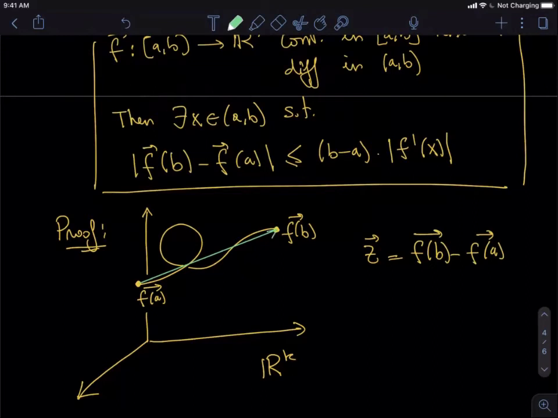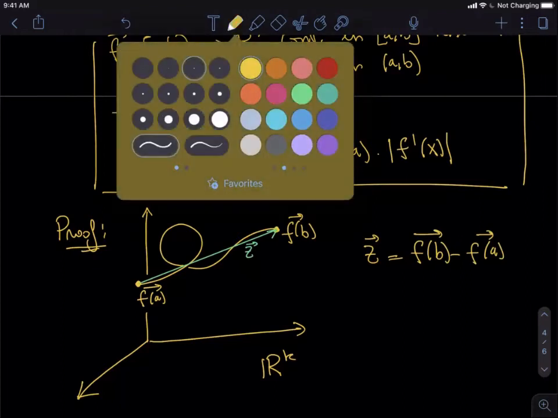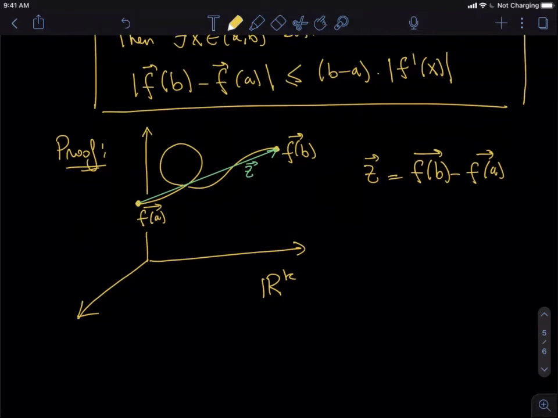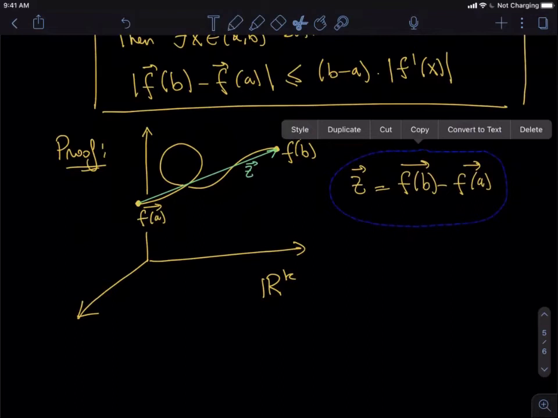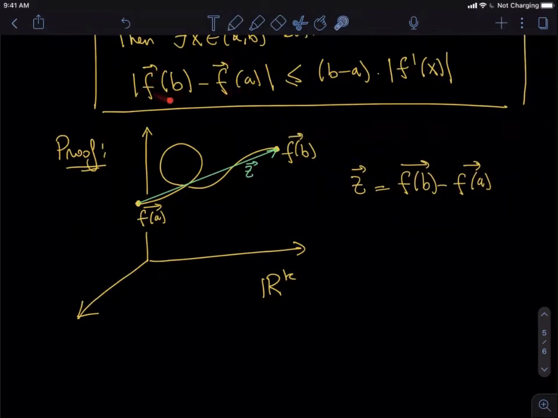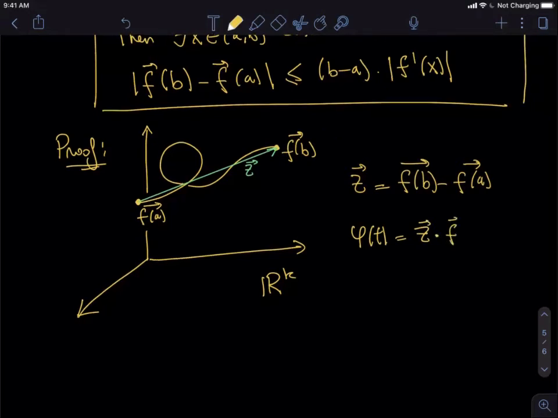So this over here, this is the vector z. I'm taking this vector because it's what appears on the left-hand side of what I want to prove, just for simplicity. So here we are going to define a function phi of t, which is z scalar product, dot product, with f of t.